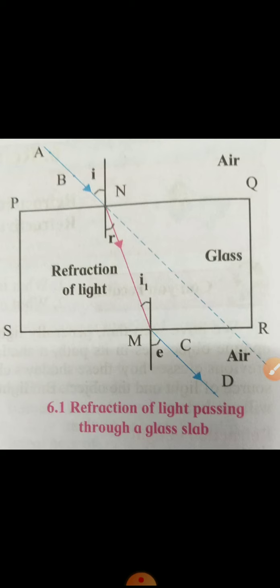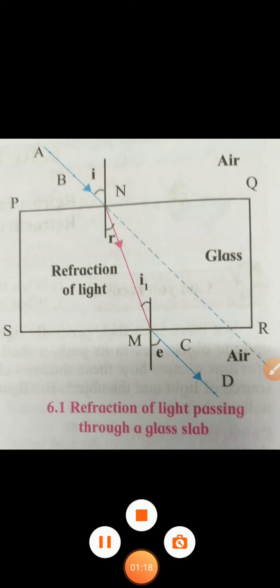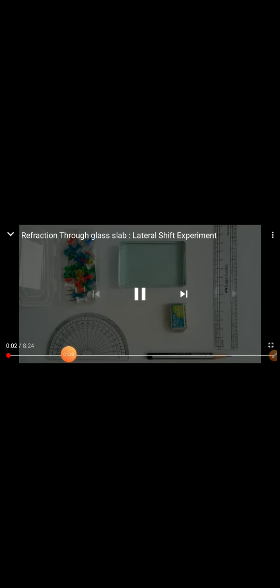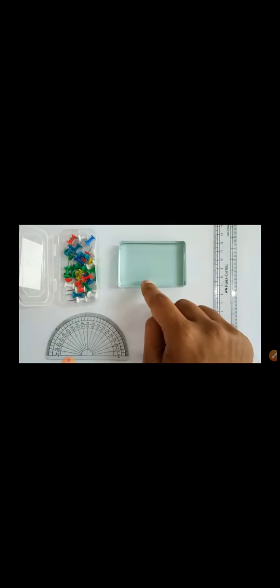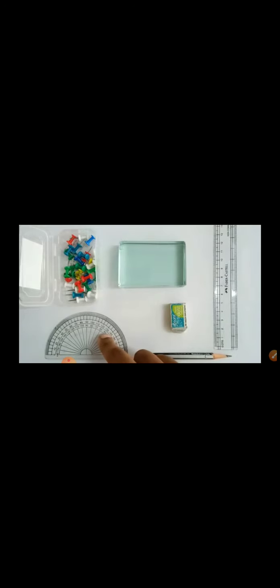Just I will explain and start the video to explain the refraction of light through a glass slab. Today we are going to perform an experiment of refraction through a glass slab, and for that we require a glass slab, scale, eraser, pencil, protractor and a few pins.